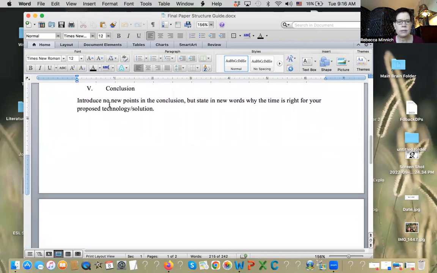The conclusion doesn't introduce any new points or any new data, but it does state in words why the time is right for your proposed technology solution. Think of the conclusion as being less than a page.